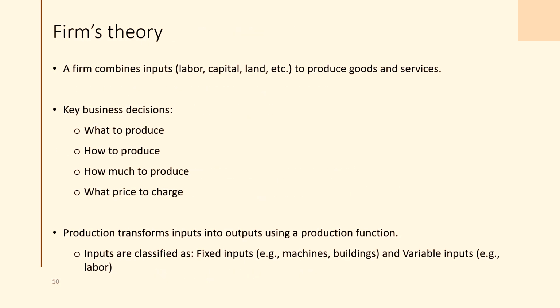Okay. As you know, over the past 3 weeks, the lectures discussed how firms behave in the market. We drew cost curves and found the profit maximizing point and its corresponding price, right? In firm theory, a firm combines inputs such as labor, capital, and land to produce goods and services. Firms must make several key decisions. They decide what to produce, how much to produce, and what price to charge.